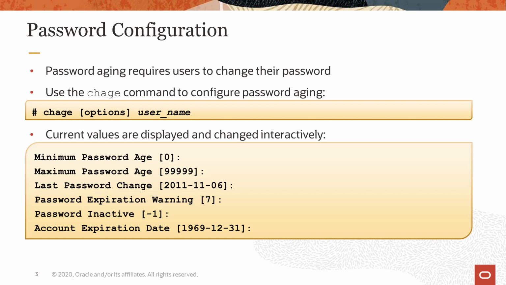Use the chage command to configure password expiration. The syntax is the chage command followed by options then username. To display existing password aging values and make modifications, enter the chage command followed by a username. As shown, the following information may be changed: minimum and maximum password ages, last password change, password expiration warning, password inactive, and account expiration date.